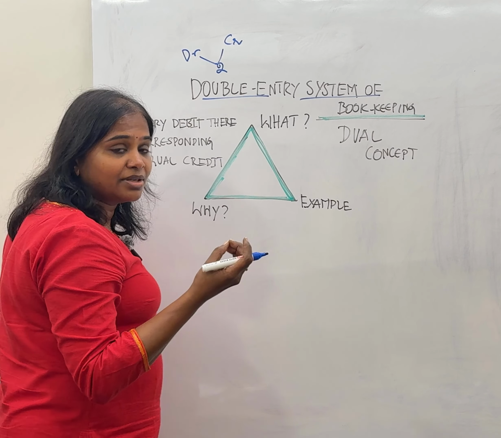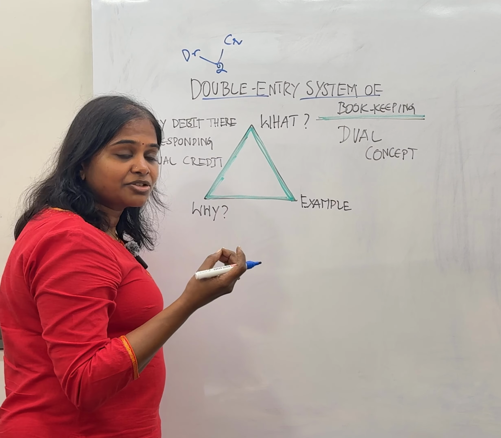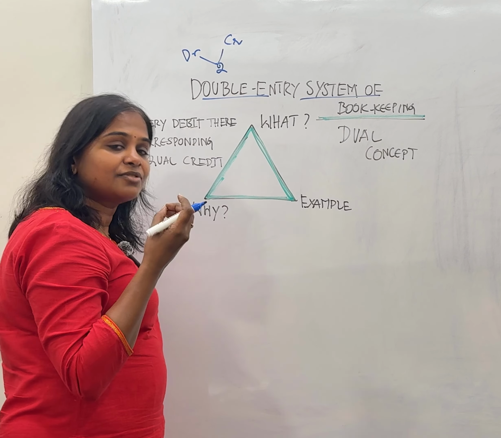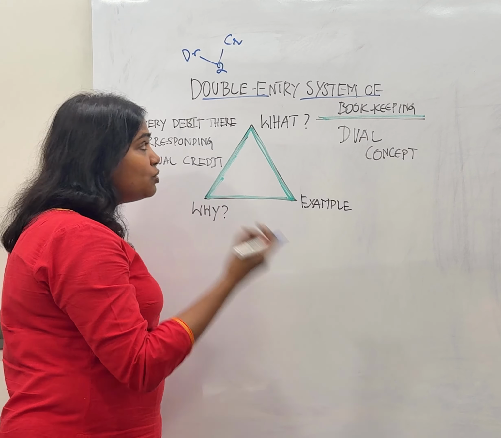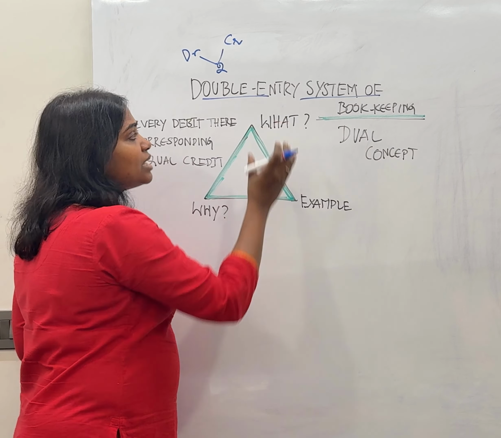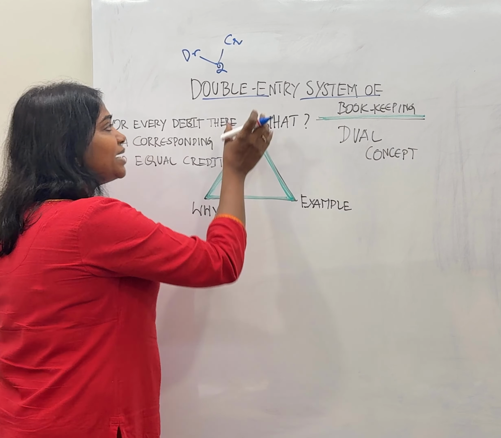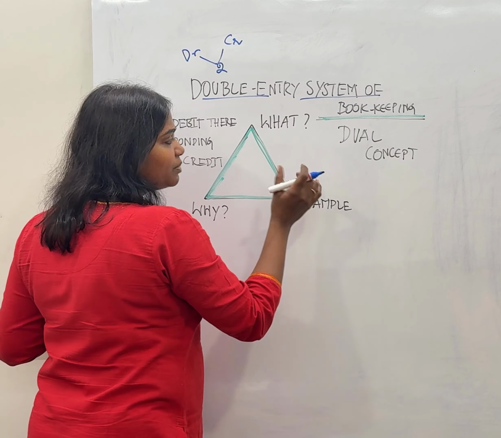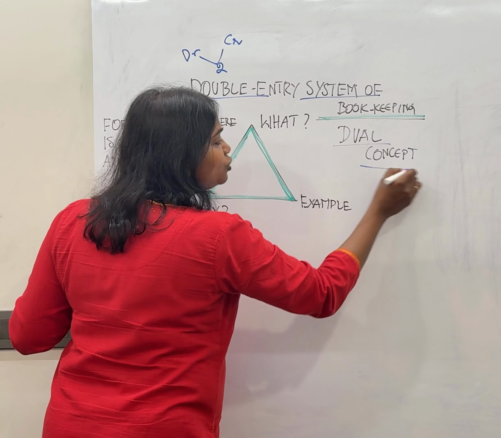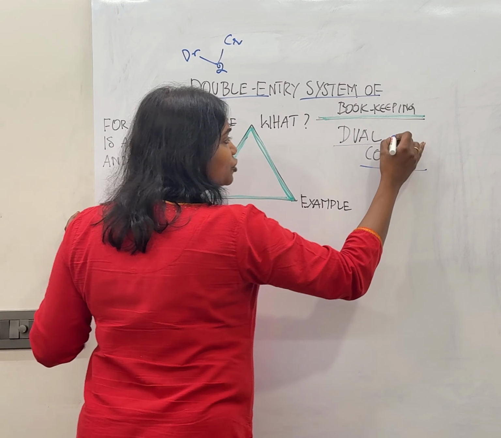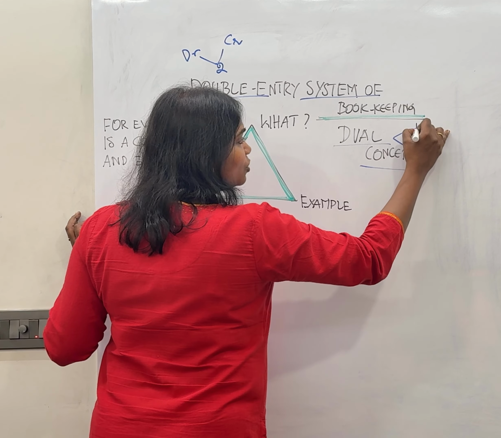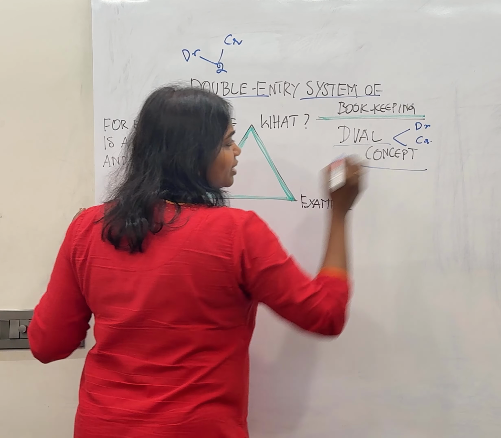For every entry we saw, recording the transactions is the first step in accounting, the first step in bookkeeping. How do you do that? By this, how do you make that journal entry? By this double entry system of bookkeeping. This is also called the dual concept. Again, what is dual? There are two aspects, one debit and one credit.